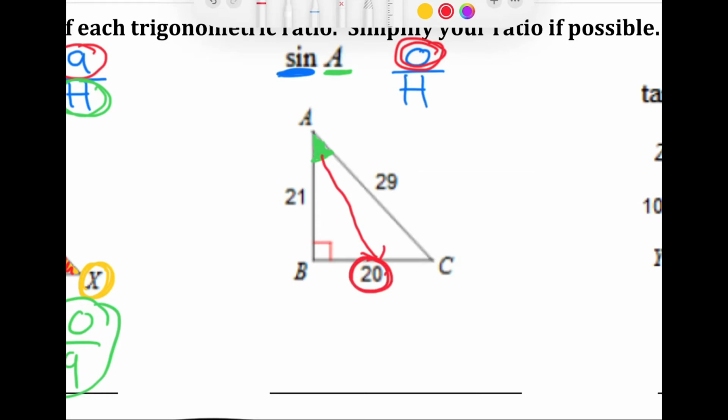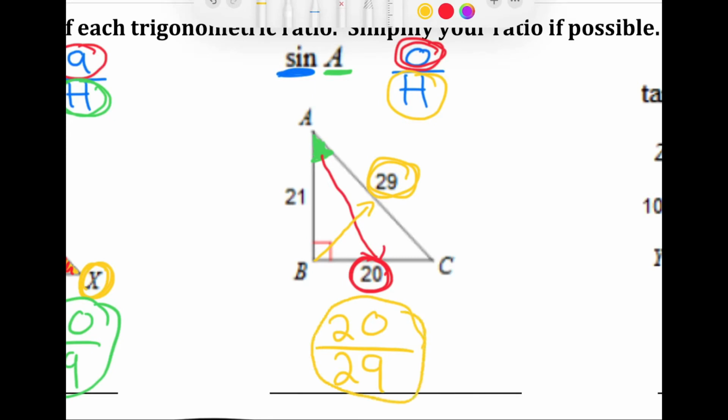So our opposite is 20. Then our hypotenuse is the side across from 90 degrees, which is 29. So our answer is going to be opposite over hypotenuse. And that is our answer.